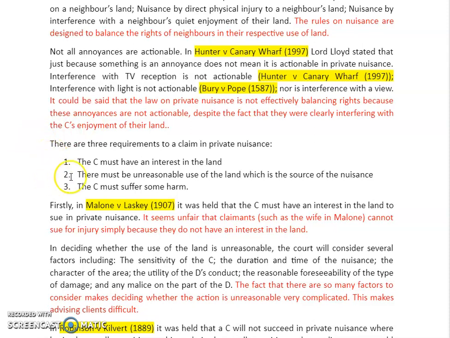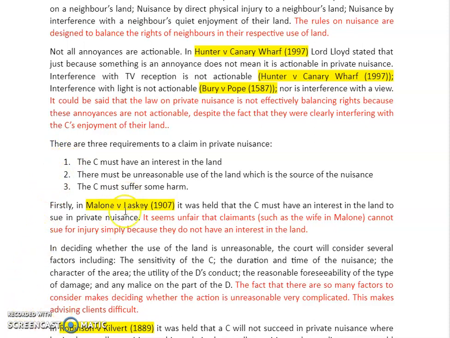a claim. So the claimant must have an interest in the land, there must be an unreasonable use of the land, and the claimant must suffer some harm. And by listing those three requirements, that gives us a little essay structure really to go through. We're going to explain each of these rules and evaluate as we go.